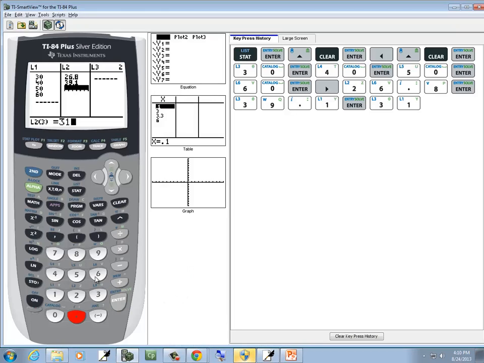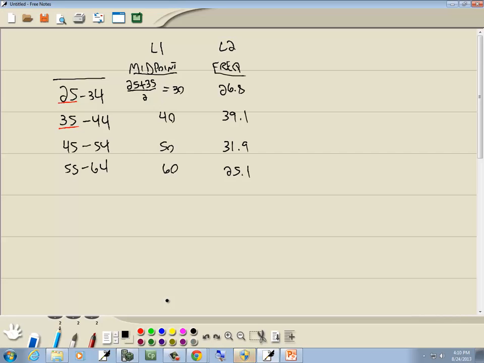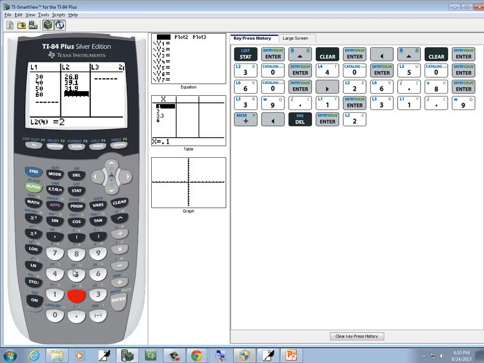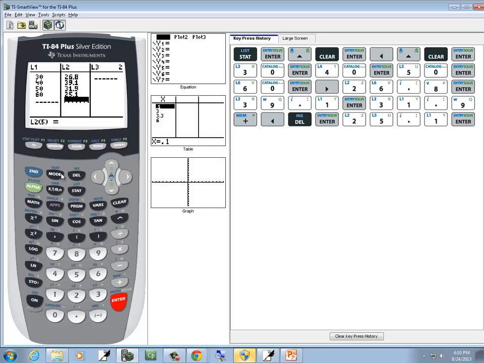Okay, 39.1. 31.9. You can see I'm not the greatest at data entry, so I don't guarantee I'll get all these right, but okay, 25.1, if I typed everything in correctly.